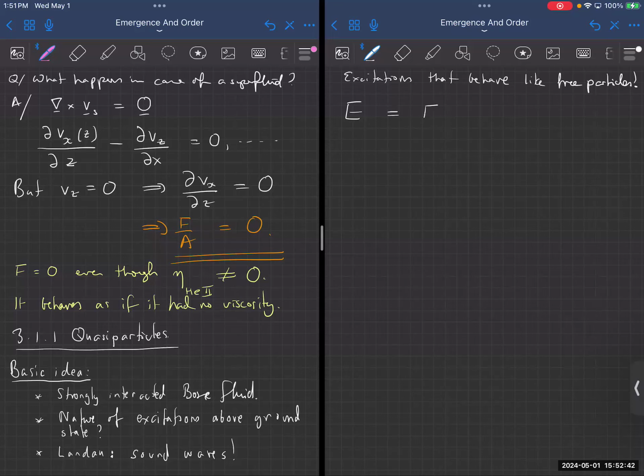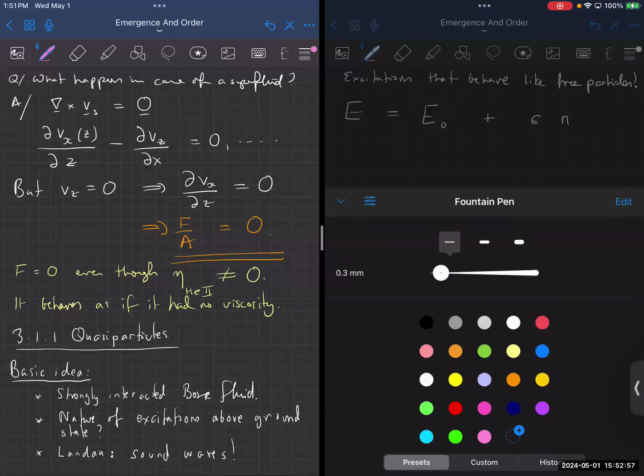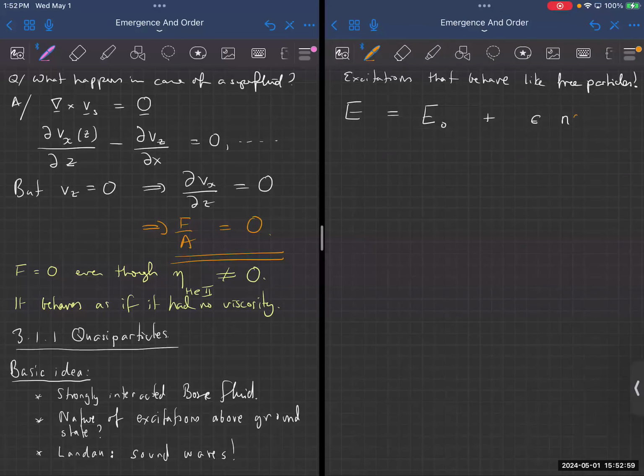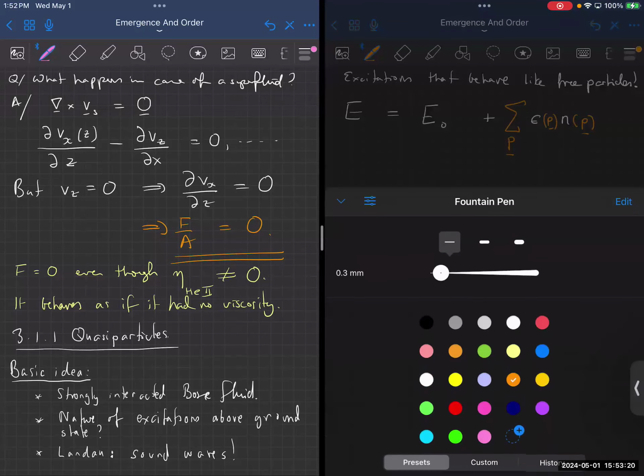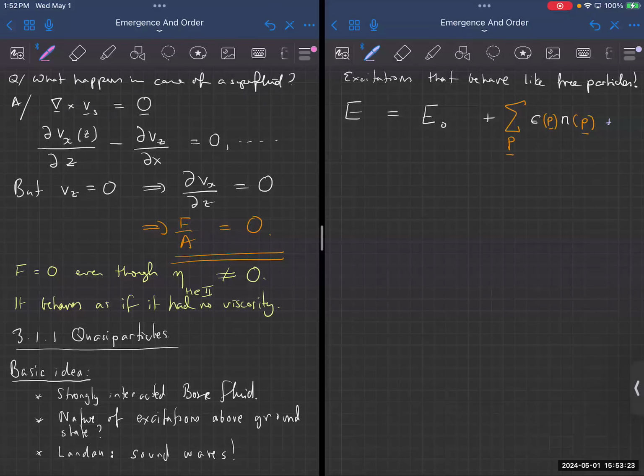So the idea is that the energy of the system is now going to be E naught, and then if I've got a bunch of non-interacting particles, so I have the number of those particles times the energy that they have, that will be the energy of those particles. But there's one type of particle for every momentum. So N of P tells me the number of particles with momentum P. Epsilon of P tells me the energy of a particle with momentum P. And then what I have to do is sum over momentum. And so this is a description of the system. And then there's higher order terms.